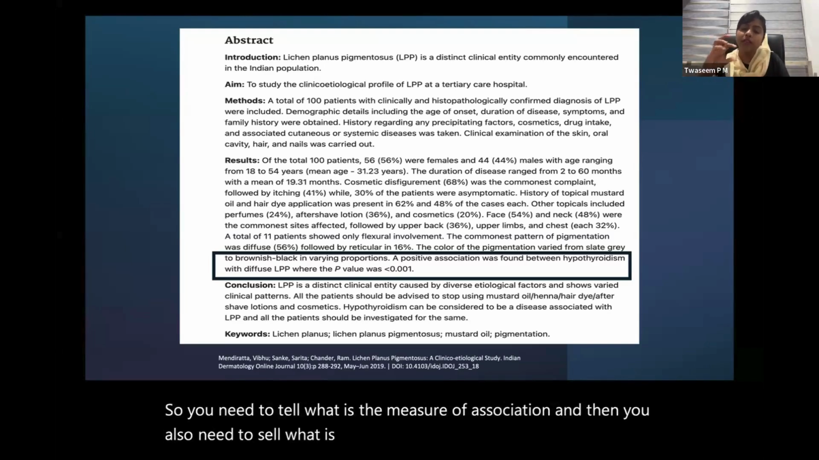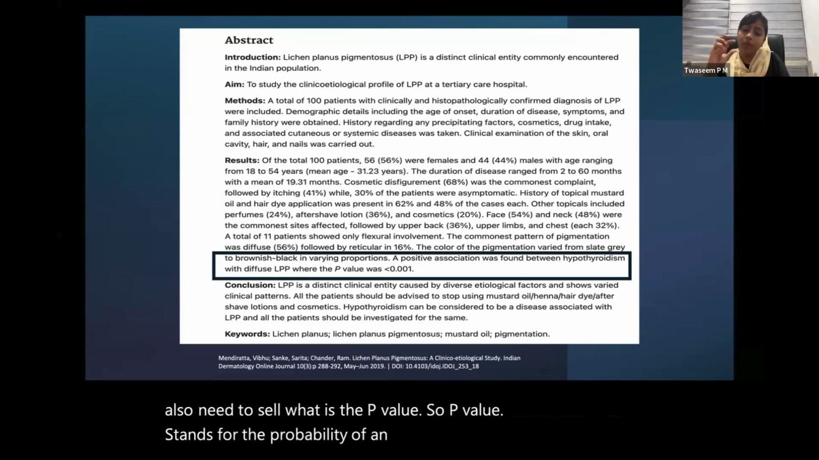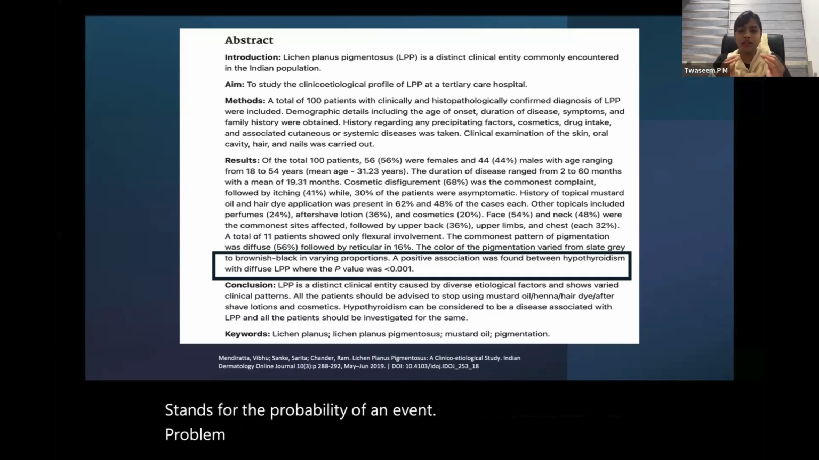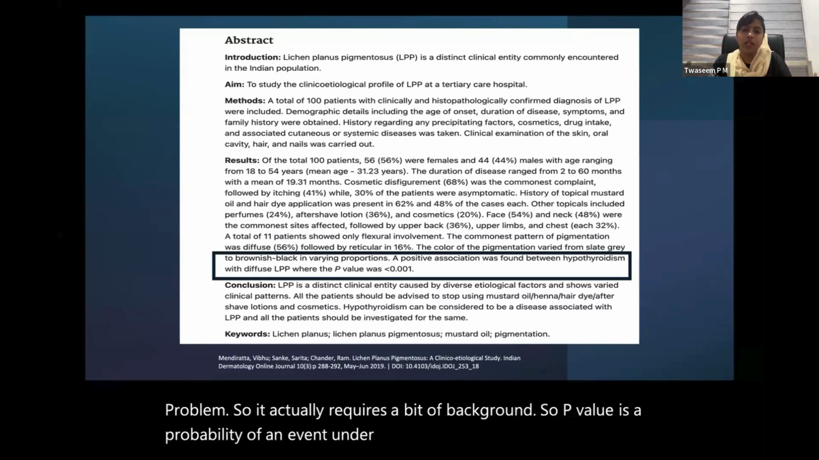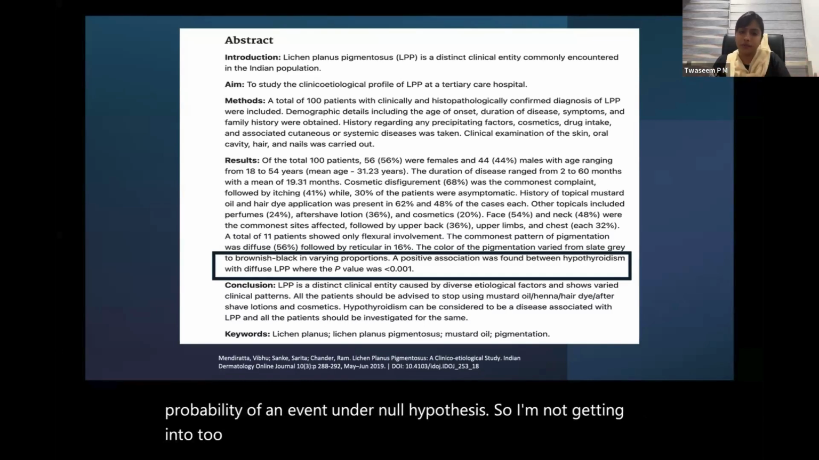a p-value. So p-value actually stands for the probability of an event. So it actually requires a bit of background. So p-value is a probability of an event under null hypothesis. I'm not getting into too much detail because it will be difficult.